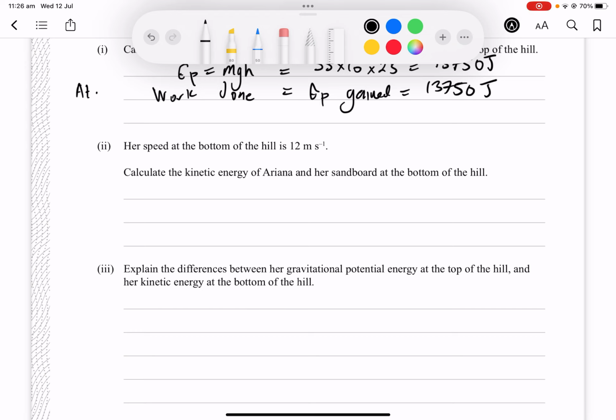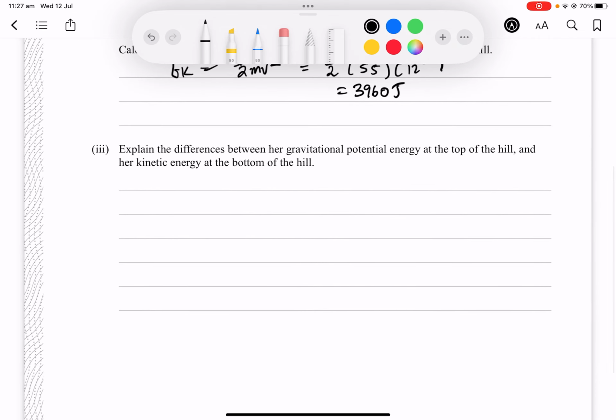For part II, we know her speed at the bottom of the hill is 12 meters per second. Calculate the kinetic energy of Ariana and her sandboard at the bottom of the hill. We know that the kinetic energy is given by half the mass times the velocity squared. So this is 1/2 of 55 multiplied by 12 to the power of 2, which will be equal to 3,960 joules.